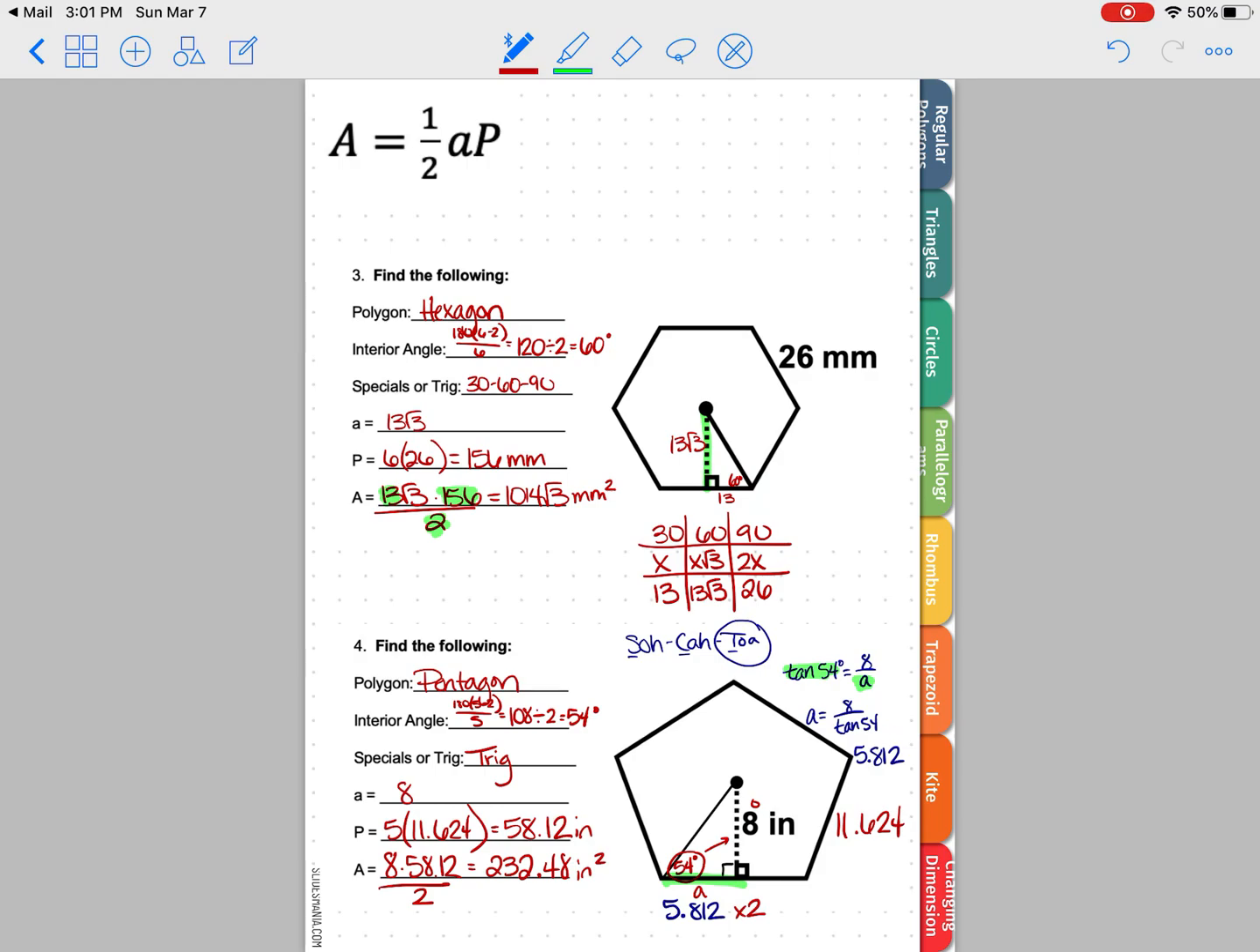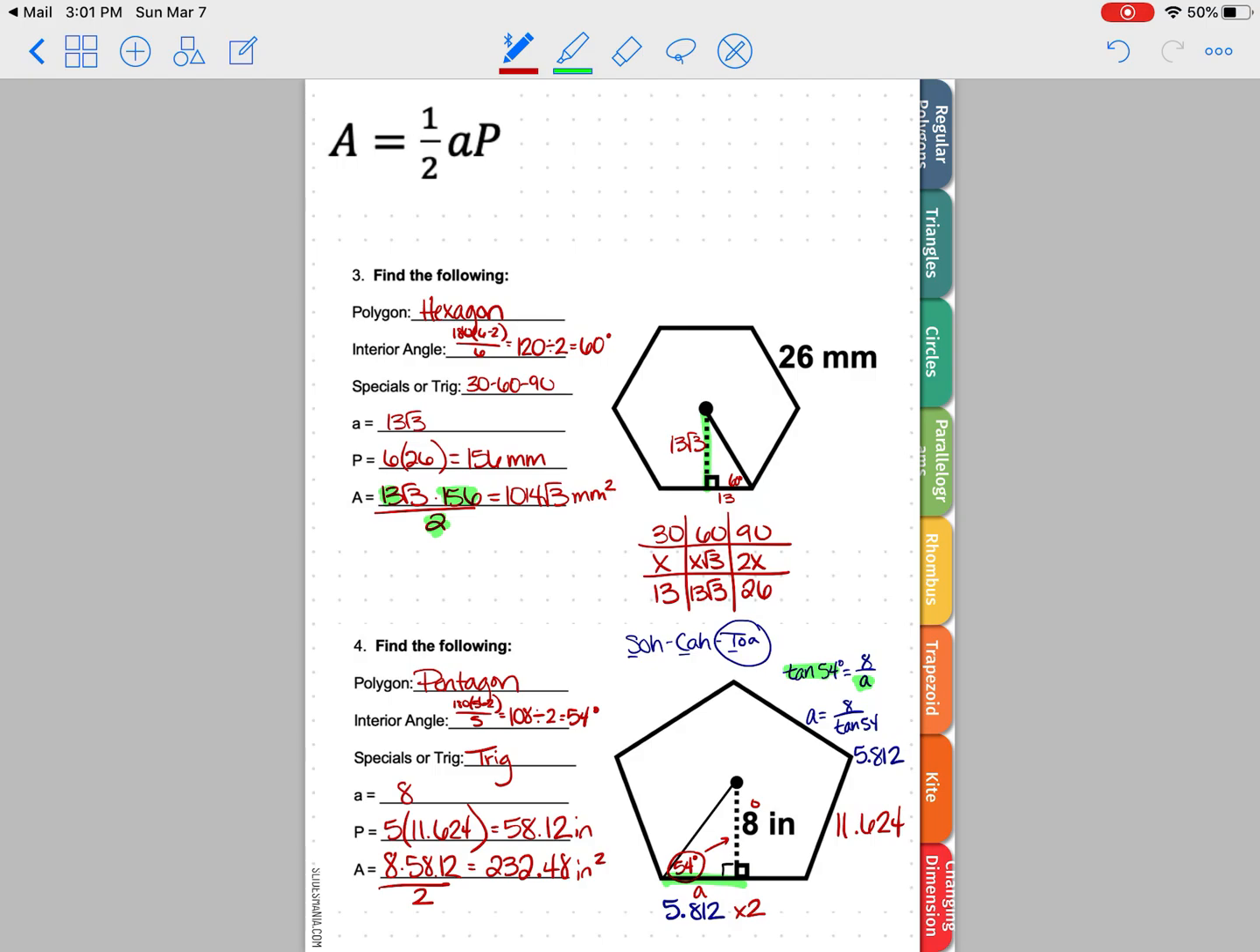tells you the interior angle for each shape. That's not going to change. It'll tell you whether you're using specials or trig. That's not going to change based on the shape. If it's a hexagon, it's always going to be a 30, 60, 90. You just have to set up your tic-tac-toe and see what information's given. Or if it's a pentagon, that's the only one we had to use trig with. It's going to be a 54-degree angle.